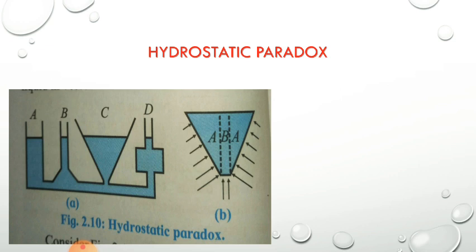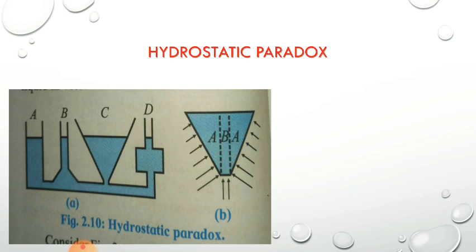In figure B, the arrows indicate the forces exerted against the liquid by the walls of the vessel. These forces are perpendicular to the walls of the vessel at each point. These forces can be resolved into vertical and horizontal components. The vertical components act in the upward direction, as shown in the figure.